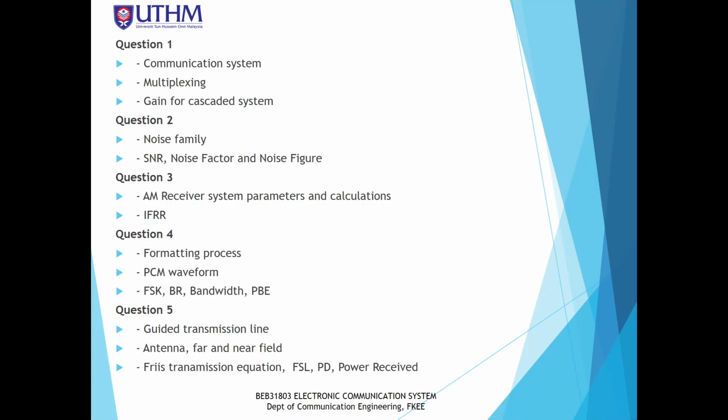So question 1 is about communication system, ada multiplexing, and you need to calculate about the gain for cascaded system. Okay, so of course dia akan bermain dengan power in dB, in watt, and also in dBW and so on lah. Ada pengiraan itu. And then question 2, there's also about a noise family, types of noise. So you need to understand about the types of noise.